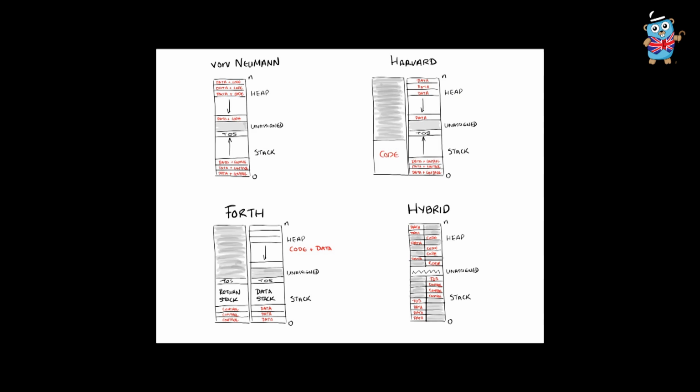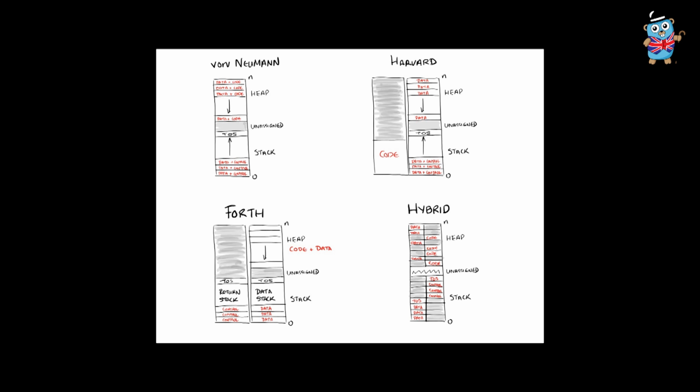But we have 4 basic models of memory that we can play with in any kind of processor. So the traditional one we're all used to as programmers is the von Neumann model. We've got a stack coming up from the bottom, a heap coming down from the top, and a higgledy-piggledy selection of data and code all the way through the heap.